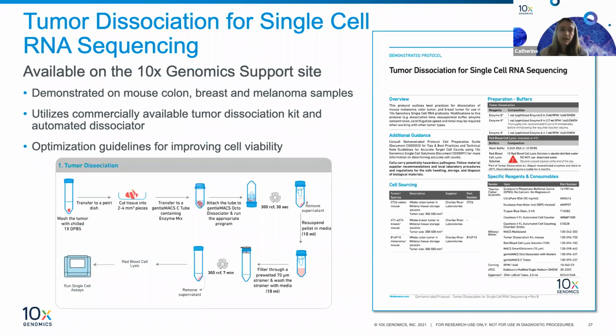This is just an example of our tumor dissociation for single cell RNA sequencing demonstrated protocol that's available on our 10x Genomics support site. It was demonstrated on mouse colon, breast, and melanoma samples, and utilizes the Miltenyi tumor dissociation kit and the automated GentleMACS dissociator. We also have guidelines in the appendix for improving cell viability as well. So that's a great resource.